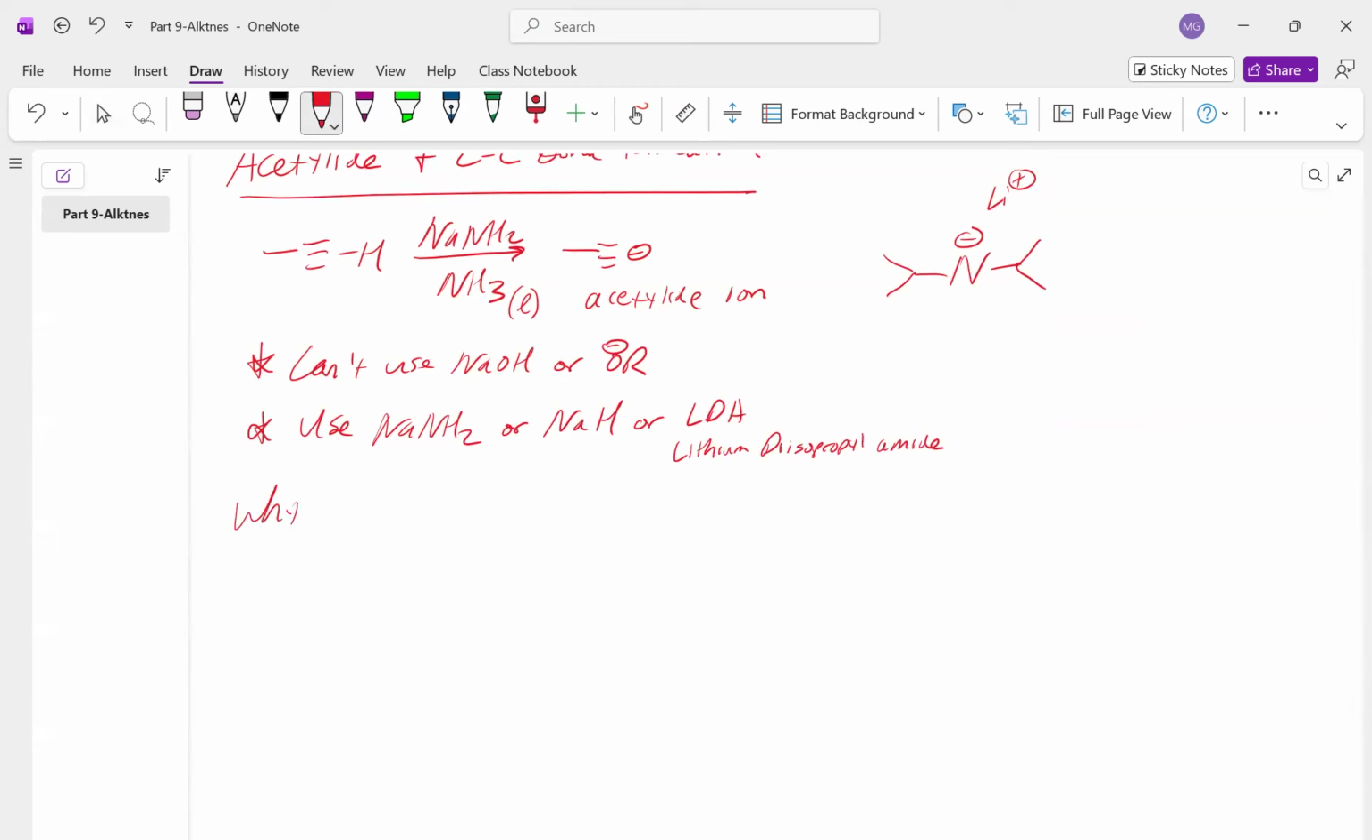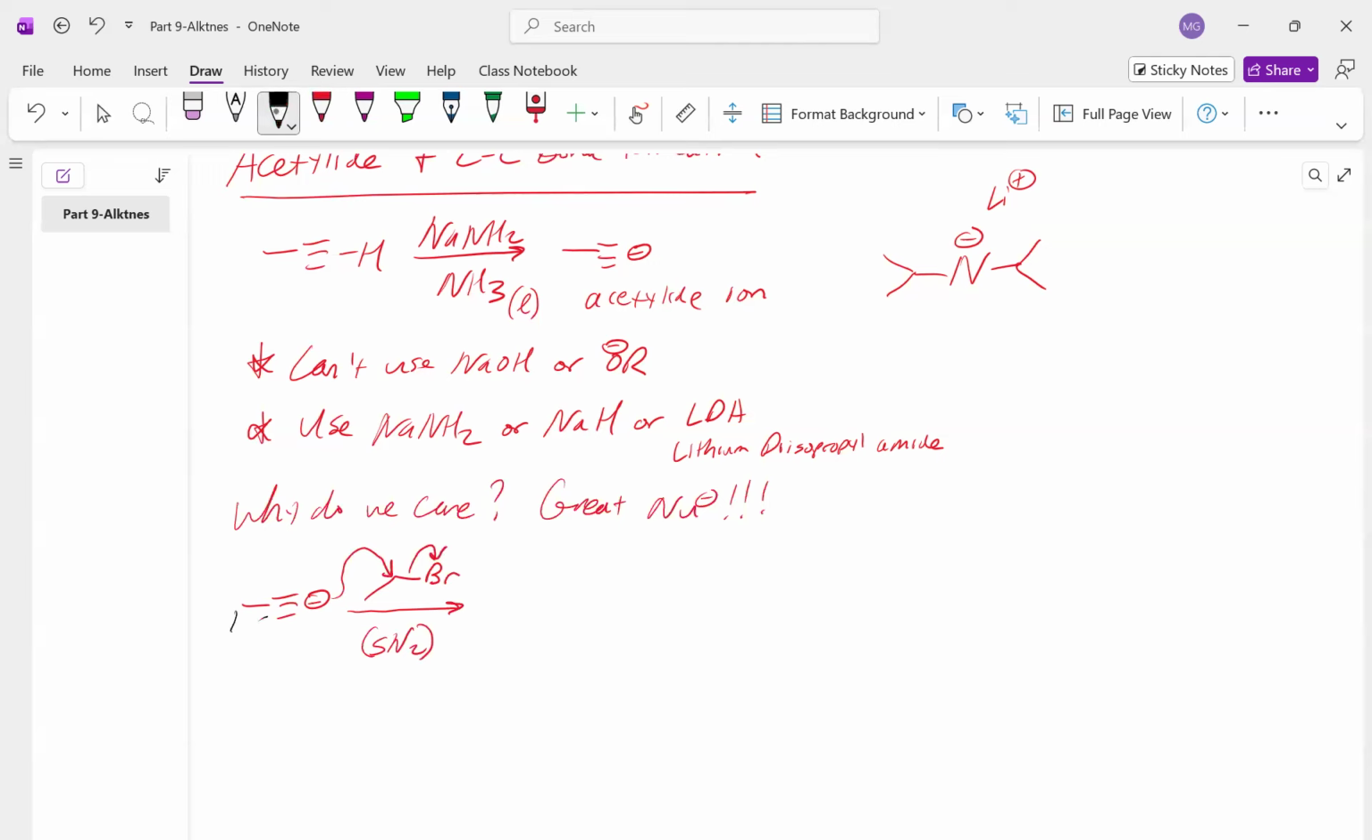Now, why do we care about making acetylide ions? I'm going to go back to the question I asked you earlier. What is special about having a carbon with a negative charge? It's a really good nucleophile. So let's think about that. If I have an acetylide ion and I react it with something that's got a leaving group, like an alkyl halide, I can just do an SN2 and look at what I'm making here.